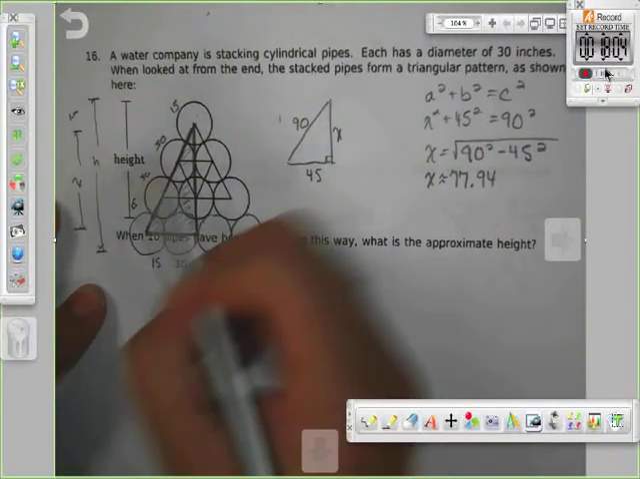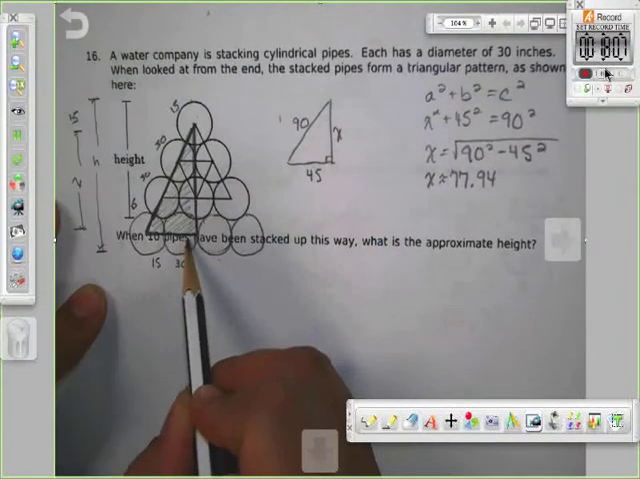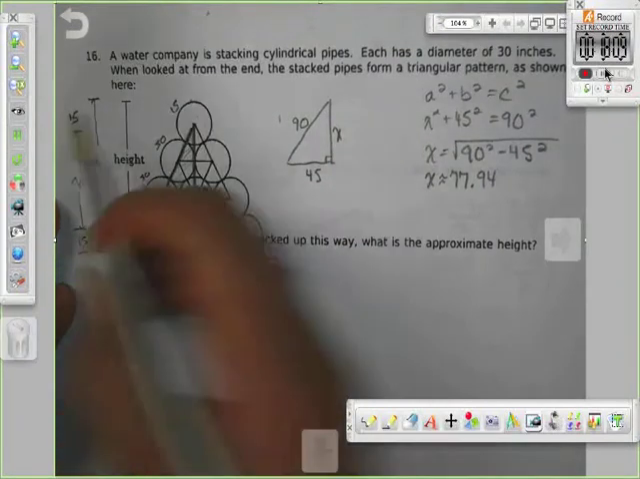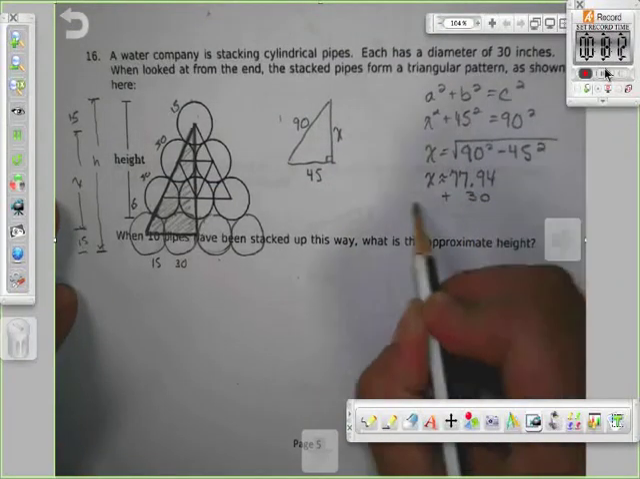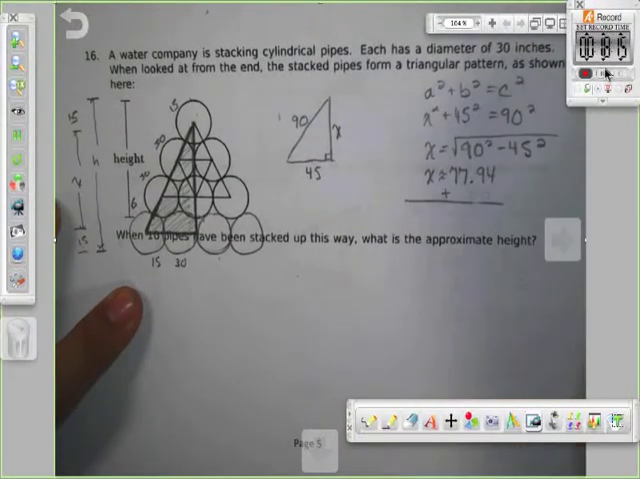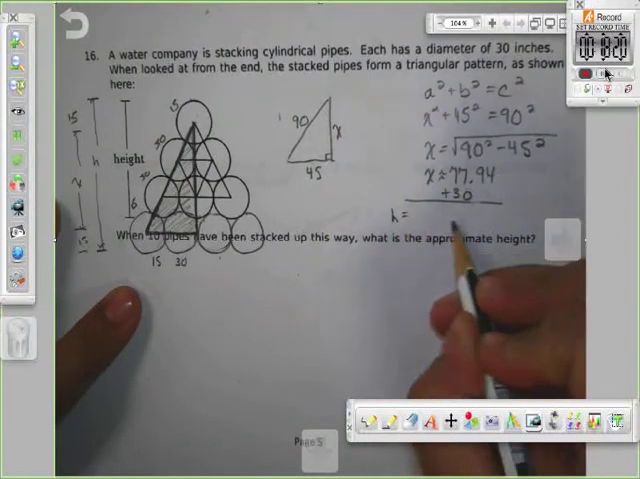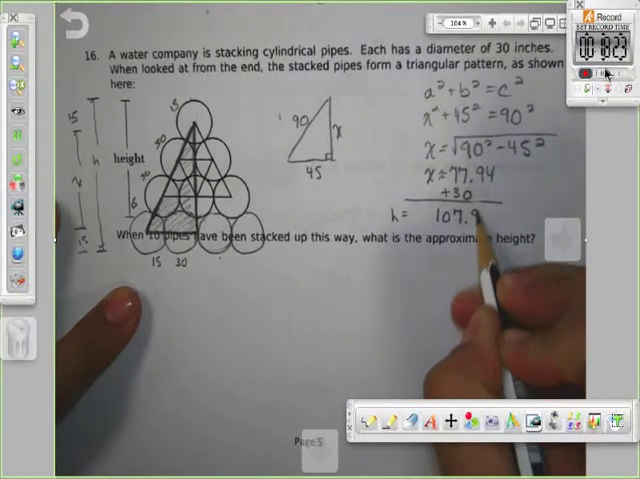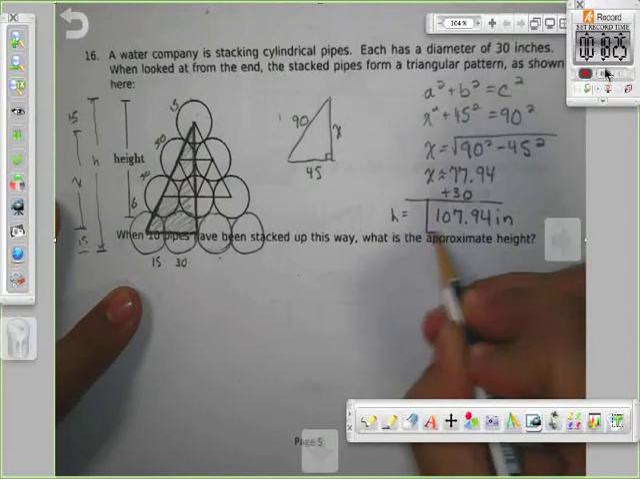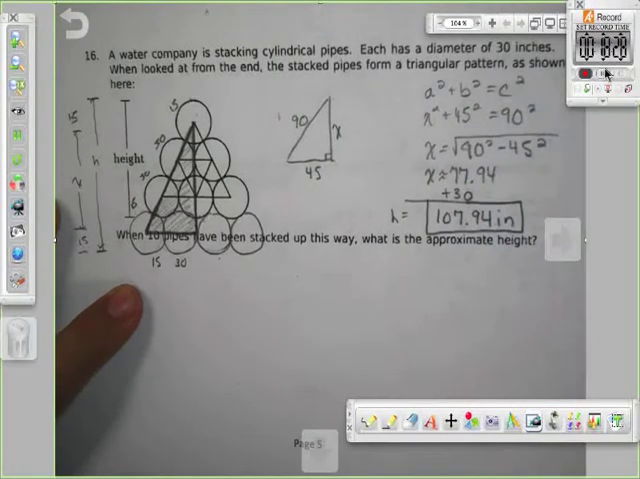Now, in order to find my height, I take this value of x plus 15. Okay, so the distance from here to here is x. And then from here to here is the radius, and we have 15. And here to here, we have another 15. So we need to add 30 to this value in order to get the height. So when we add 30 to this, I get the height is equal to 107.94 inches. And that's what we would bubble in on our test. That's it.